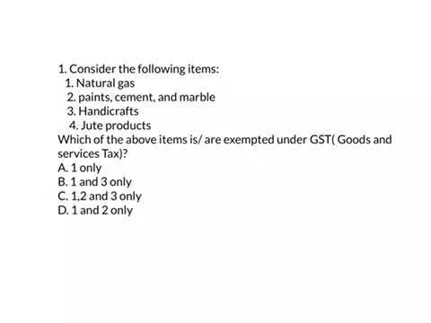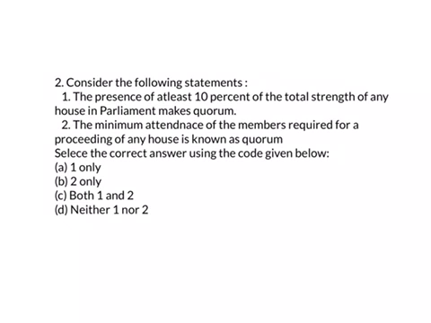Try to answer today's questions. The first question is, consider the following items: natural gas, paints, cement and marble, handicrafts, jute products. Which of the above items are exempted under GST? The second question is, consider the following statements: the presence of at least 10% of total strength of any house in parliament makes quorum. The second statement is, the minimum attendance of the members required for a proceeding of any house is known as quorum.